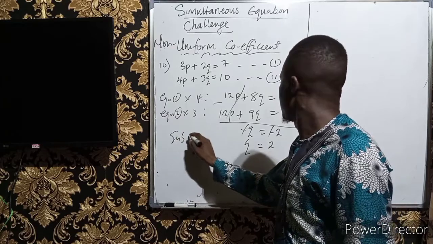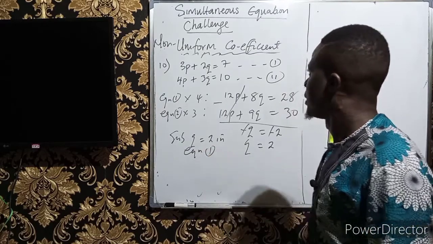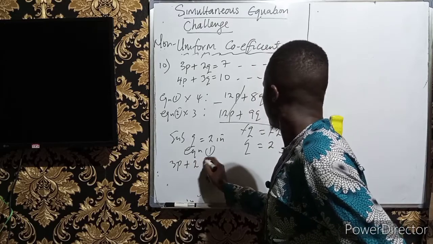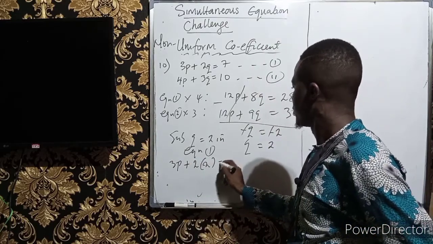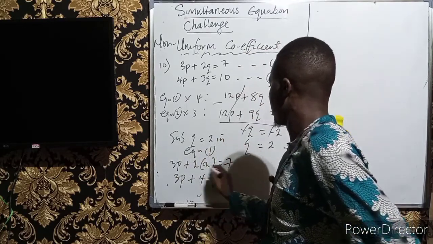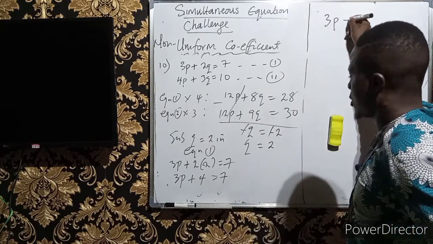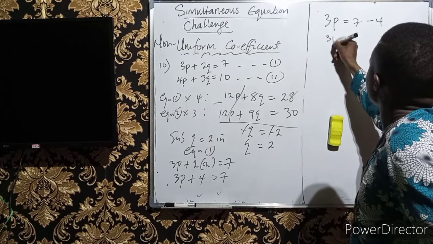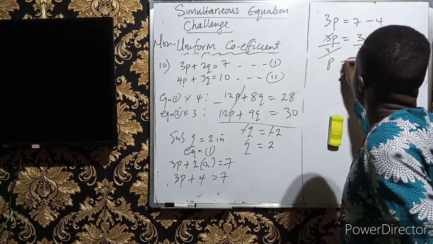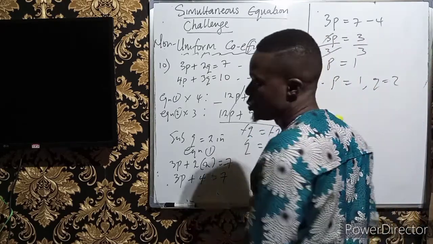So I can substitute q equal to 2 in, let's say, equation 1. In equation 1, I have 3p plus 2, in brackets. Seeing q, I'll plug in 2, equals 7. So 3p plus 4 is 7. This will come to the other side. 3p equals 7 minus 4. 3p will now be 3. So divide by 3 now. So p will give me 1. So therefore, p is equal to 1, q is equal to 2.